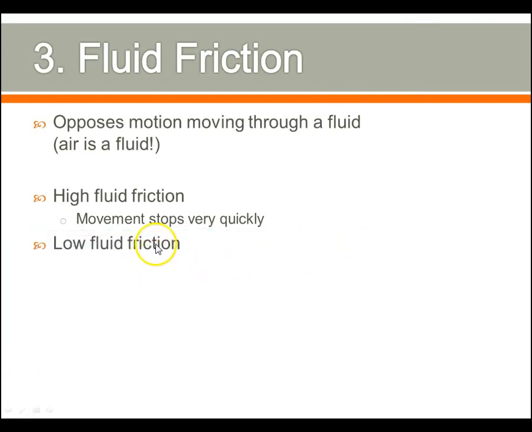Low fluid friction would be the exact opposite. Objects would continue moving unaffected by friction. Things in space would be like this. When you're in space, there is no air, so there's essentially nothing to slow anything down. So low fluid friction just keeps on going and going. That's why we've launched a couple of spacecraft back in the 70s that are still going, even though the rockets haven't fired on them in 40 plus years.